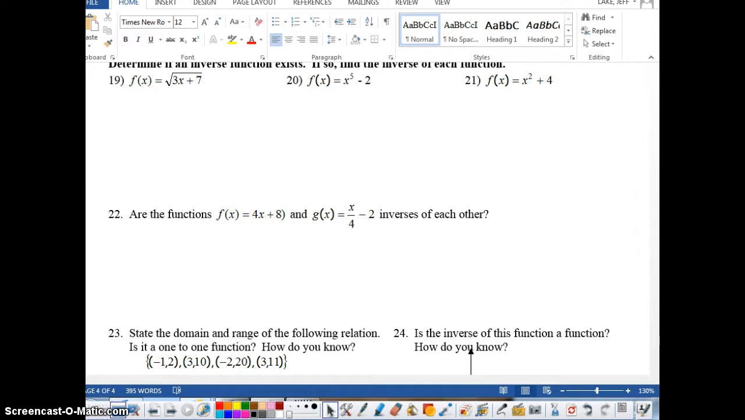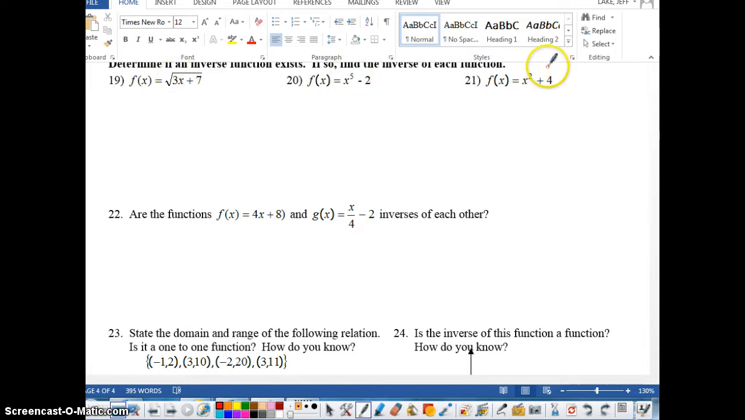So first, let's determine if it does exist. All right, what you're really looking for here is the exponent. Remember we said anytime it has an even exponent, it's not going to have an inverse function. Everything has an inverse, but it might not be a function. If it's an odd exponent, it will have an inverse. So when I look at this, number 19 is x to the first, number 20 is x to the fifth, and number 21 is x squared.